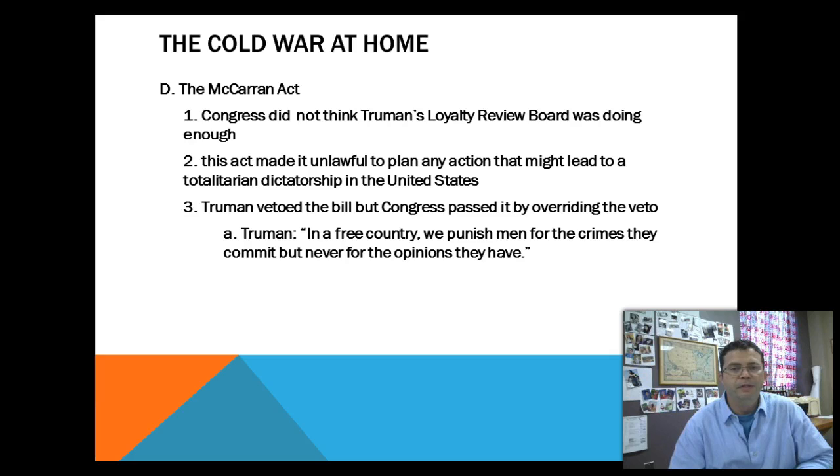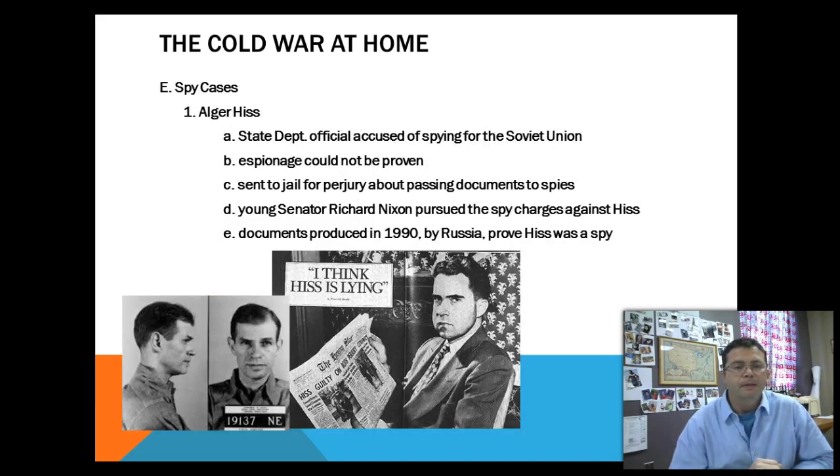Making even further gains toward this communist witch hunt, the McCarran Act is passed by Congress because they don't think Truman's doing enough. Truman tries to veto the act, but there are enough people in Congress in favor of the act to override the presidential veto. Truman makes a public statement, saying, in a free country we punish men for their crimes, not for their opinions. But that was just Truman going on the record to show that he was opposed to the McCarran Act.